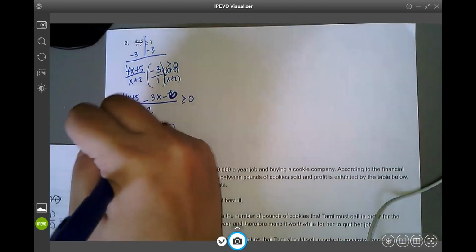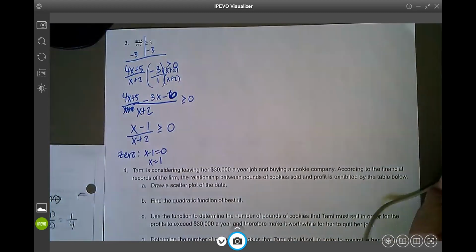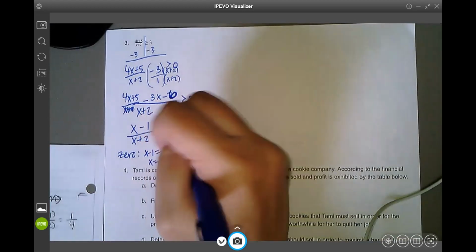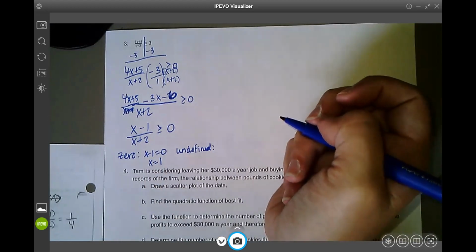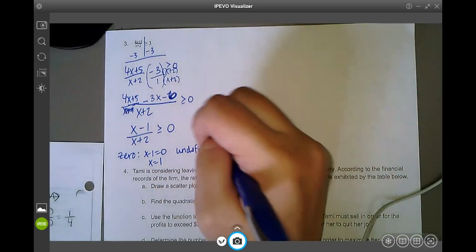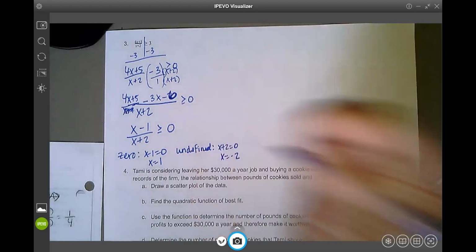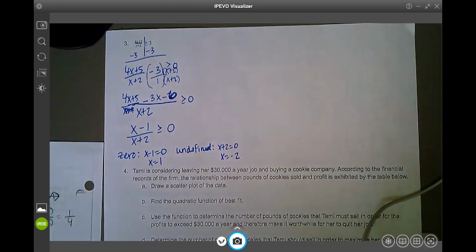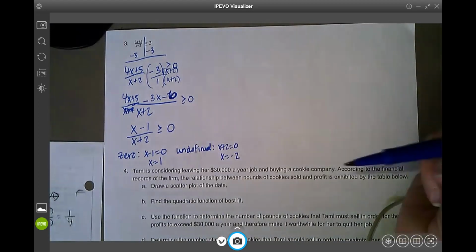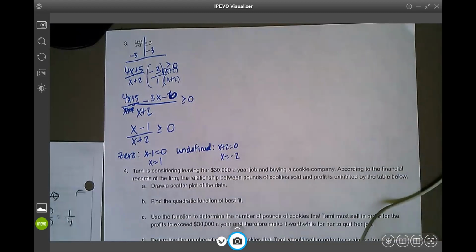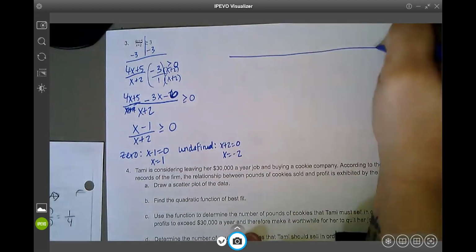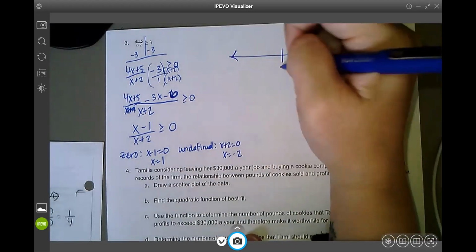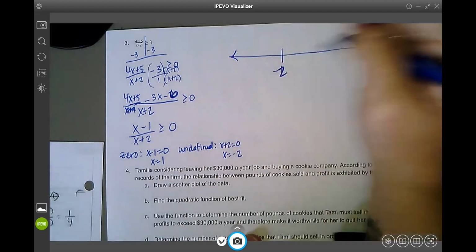So your function is 0 where your numerator equals 0, or at x equals 1. And it's undefined where your denominator equals 0, where you have a vertical asymptote, or if there's a hole. So we have x plus 2 equals 0, or x equals negative 2. So these are the 2 points that we're going to test. Because we're talking about greater than or equal to 0, which one is 0 and which one is undefined will matter here in just a second. So on my number line, I have negative 2 and 1.